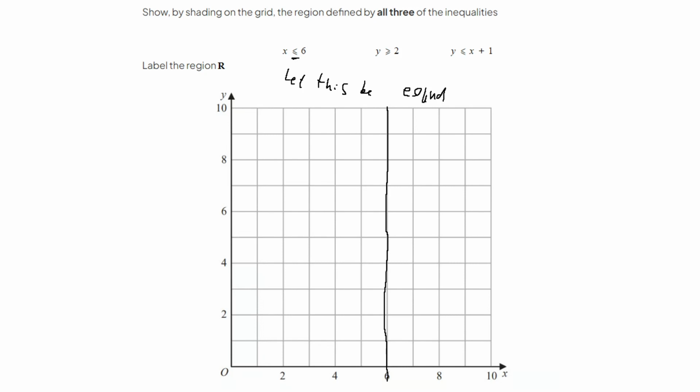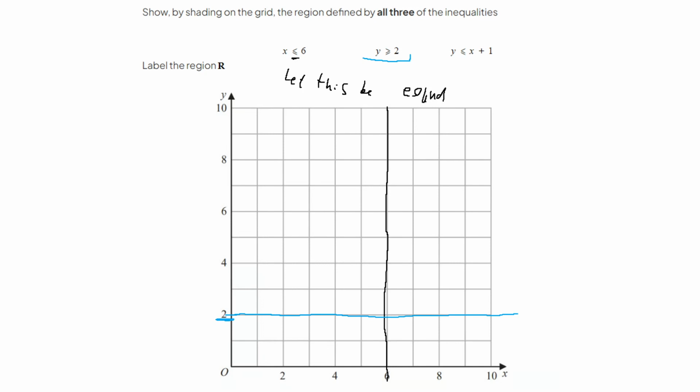Y is greater than or equal to 2. That's going to look something like what? Y is here. So let's put it here. Y is greater than or equal to 2.